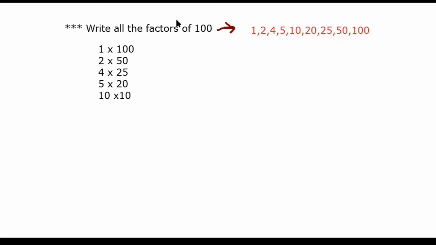Okay. If a number is divisible by any other number, then that is known as a factor of that number. Let's write another one to practice the test well. Next you have to write all the factors of the number now. Everyone write it quickly.